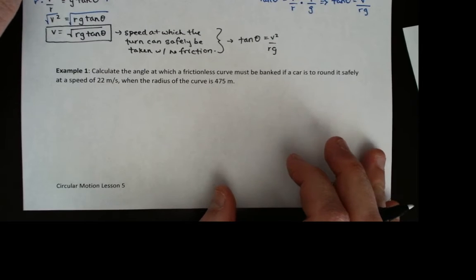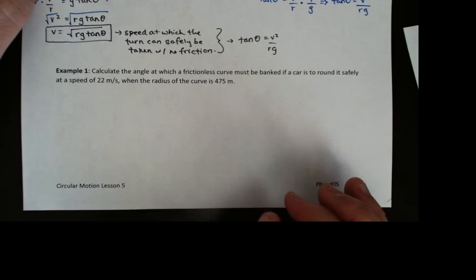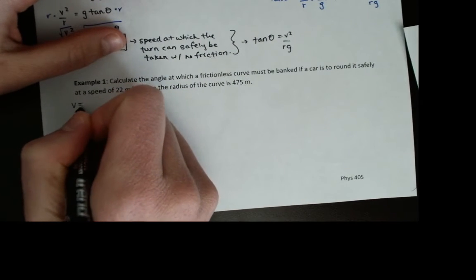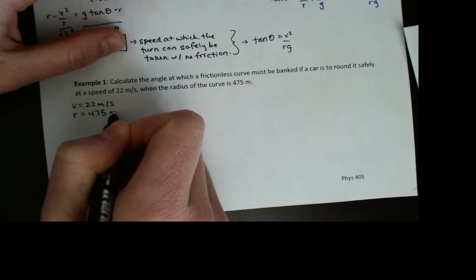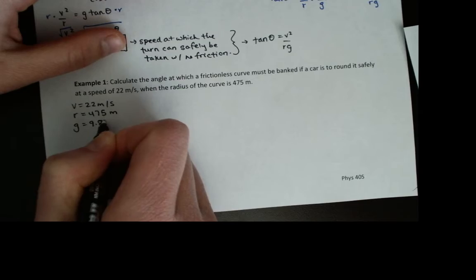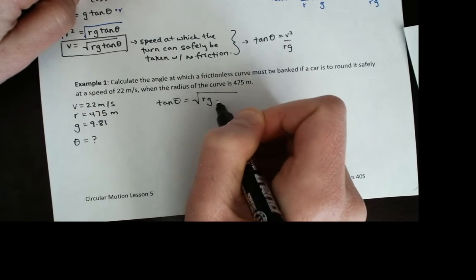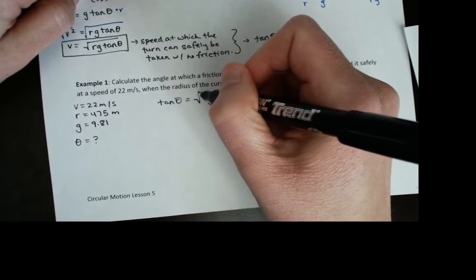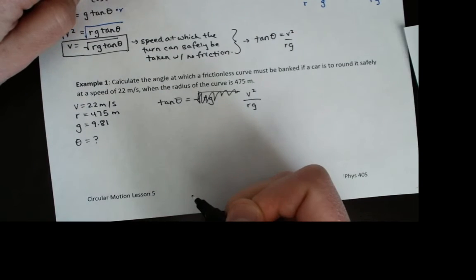Whew. All right. Example: calculate the angle at which a frictionless curve must be banked if a car is to round it safely at a speed of 22 meters per second when the radius of the curve is 475 meters. Well, v is 22, radius is 475, g is 9.81. We're looking for the angle. Tan theta equals v squared over r times g.